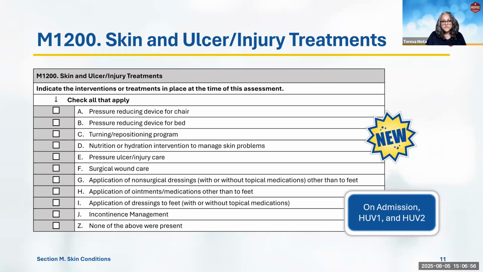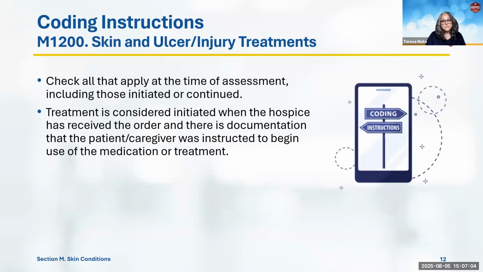Some skin treatments can be determined by observation. For example, observation of the patient's wheelchair and bed could reveal if a patient is using a pressure-reducing device for their bed or their wheelchair. For this item, you can check all of the treatments that apply at the time of the assessment, including those that have been initiated or continued. Treatment is considered as initiated if the hospice has received the order and there's documentation that the patient caregiver was instructed to begin the use of the medication or treatment.